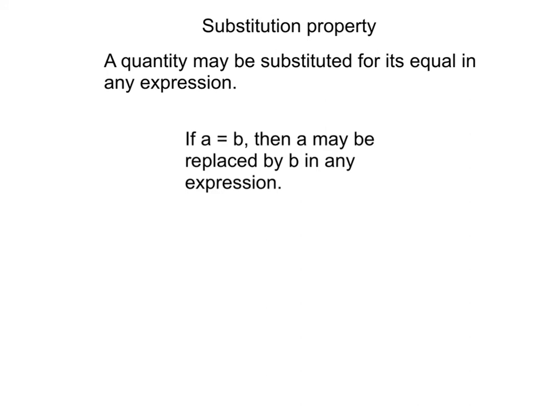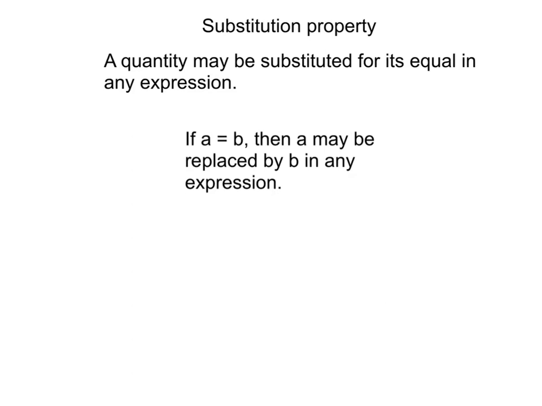The last property that we're going to talk about for properties of equality is the substitution property. And this property reads that a quantity may be substituted for its equal in any expression. So if A equals B, then A may be replaced for B in any expression.